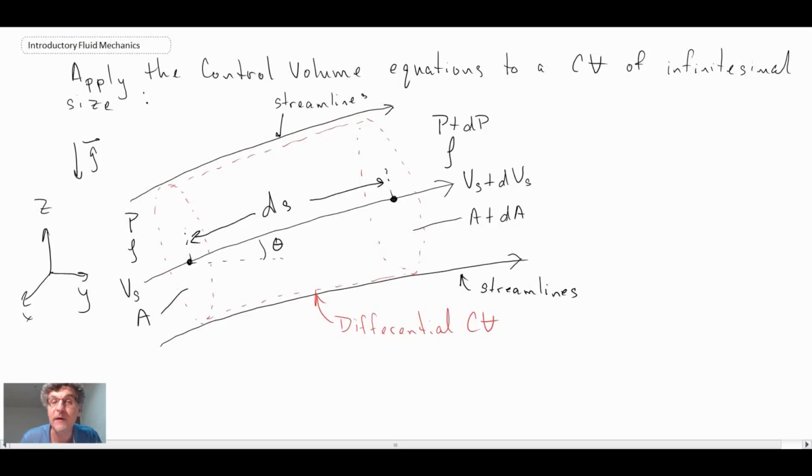We'll notice that as the fluid goes between the inlet and the exit, pressure goes from P to P plus dP, and the velocity goes from Vs to Vs plus dVs, and the area can change as well. So we can either have the streamlines opening up, getting wider, or getting narrower and converging. One of the assumptions here is that the density is not changing, so we're dealing with an incompressible flow. Let me write out the assumptions for what we're looking at.